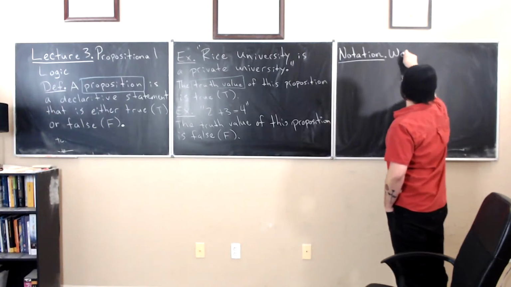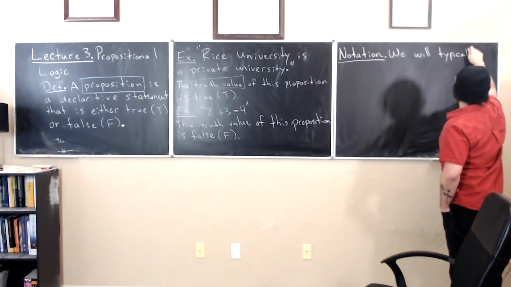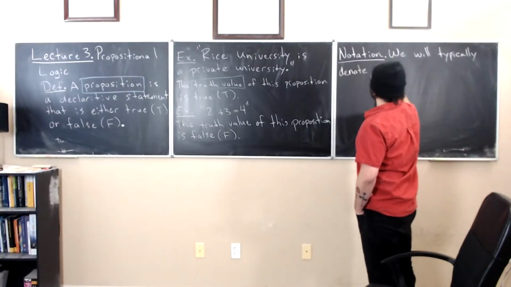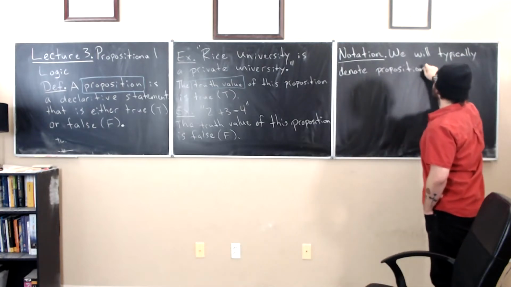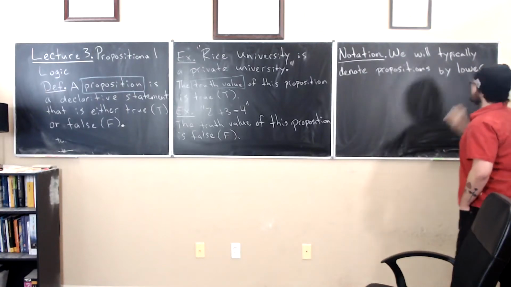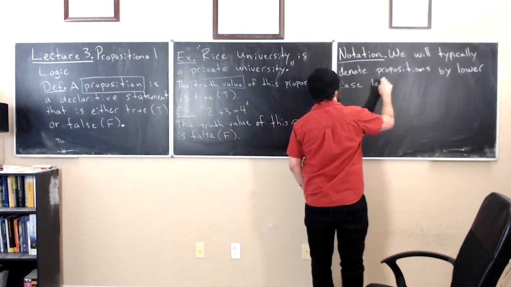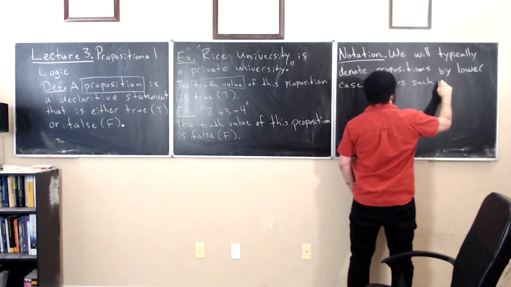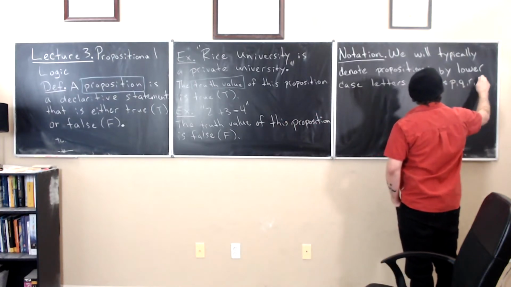So we will typically denote propositions by lowercase letters, such as P, Q, R, S, and so on.